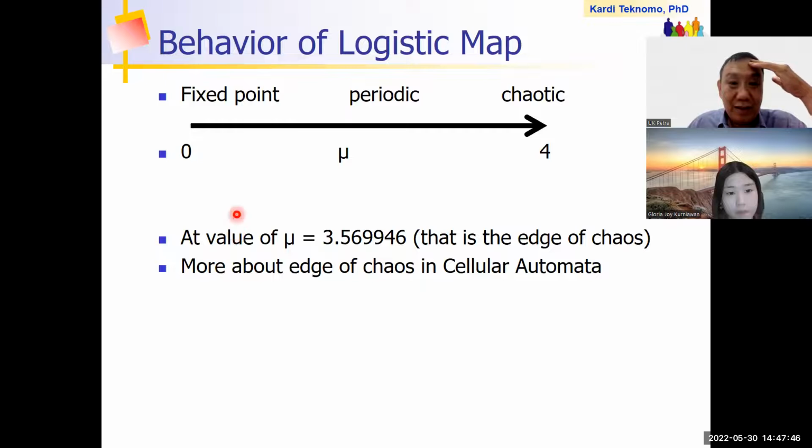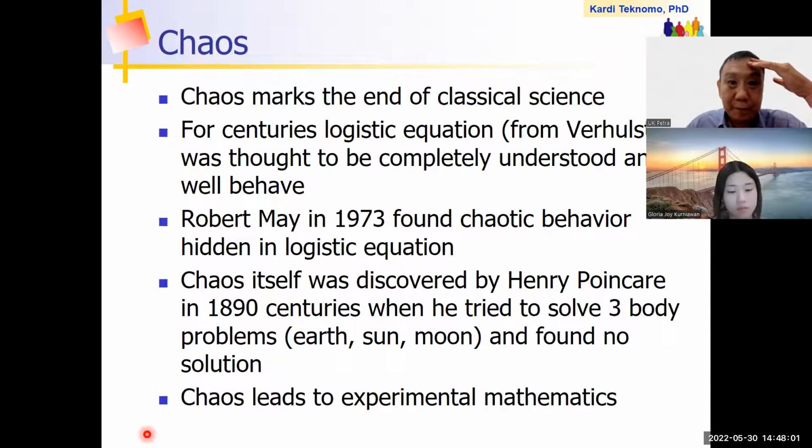So look at it this way. There is a fixed point of mu, and then there is some periodic behavior, and then there is some chaos, right? At a certain value, which is here, this becomes the edge of chaos, which is complex. So what is chaos? That's the next topic, right? What is chaos? Chaos marked the end of classical science.